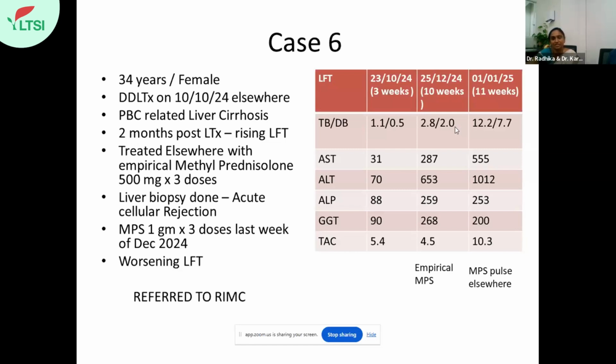In spite of that, her LFTs were worsening. Her bilirubin increased to 12.2 with a direct component of 7.7, ALT of 1012 with AST of 555, gamma GT and alkaline phosphatase of 200 and 253.